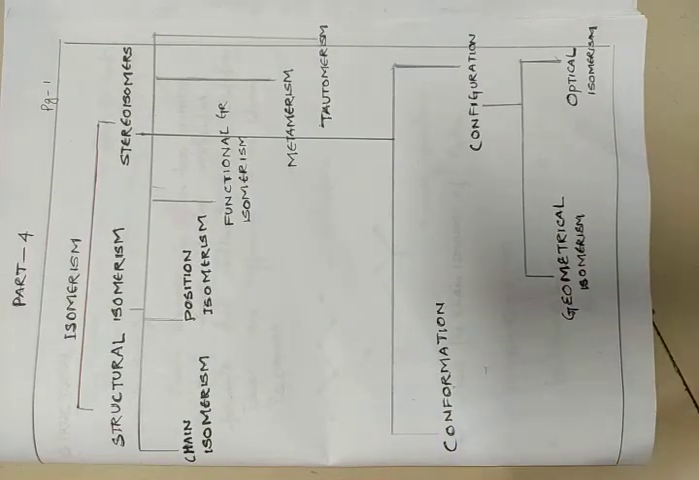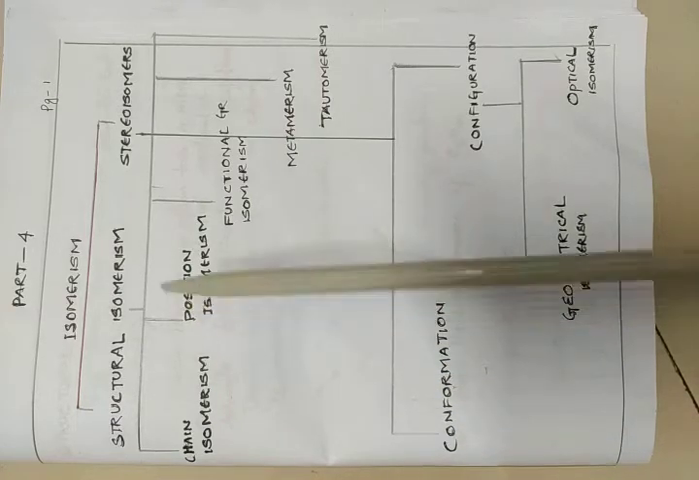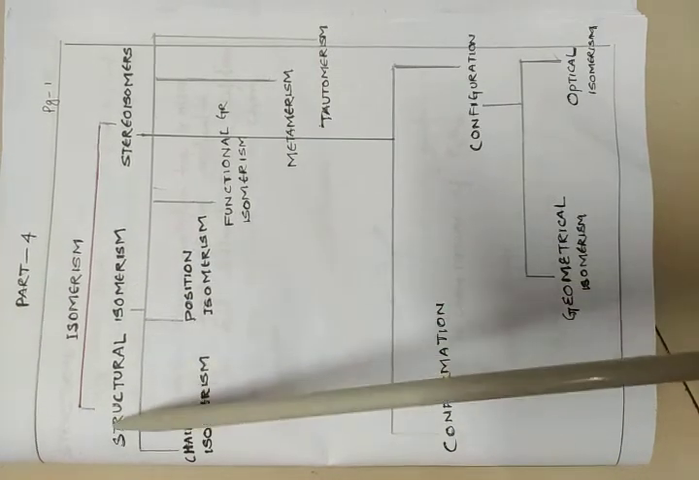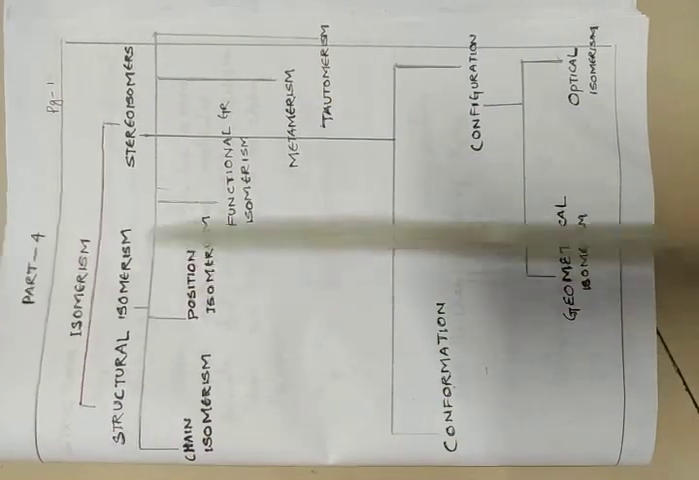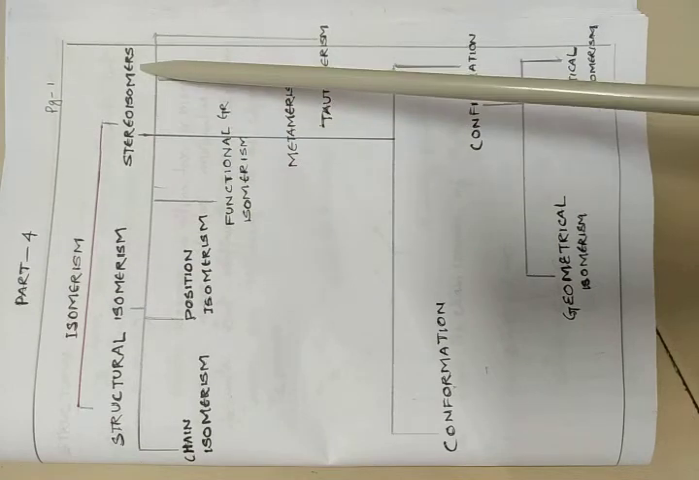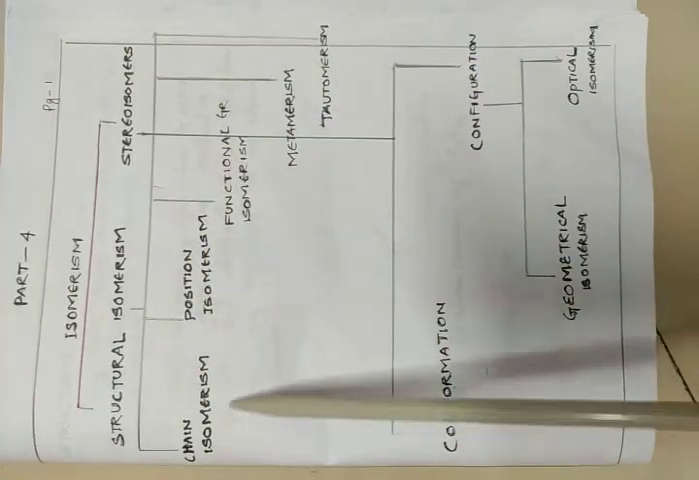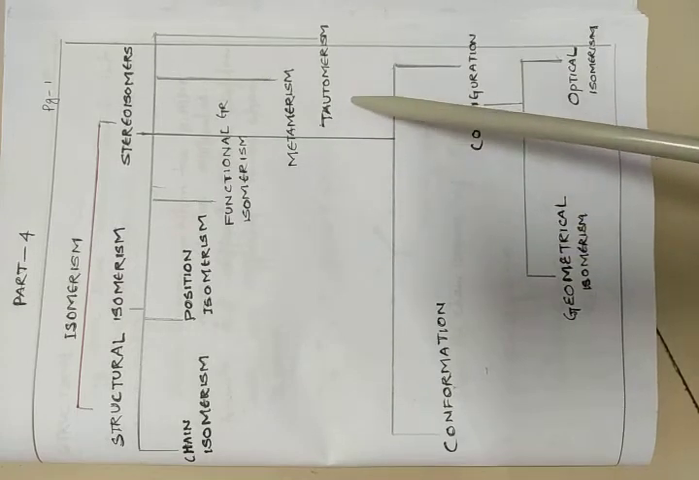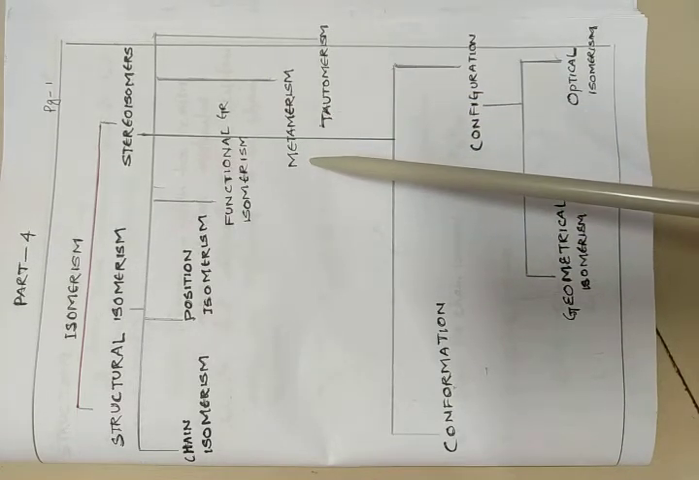Hello students, today we are going to do isomerism part 4. Now isomerism has two types. The first one is structural isomerism, then number 2 is stereoisomerism. Under structural isomerism there are 5 types. In your books only 4 are given, up to 4 only.